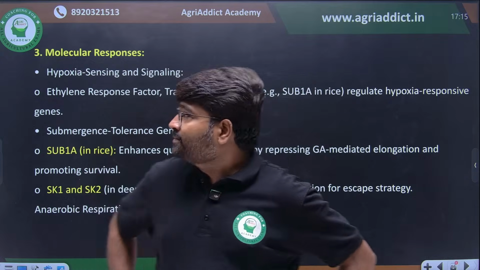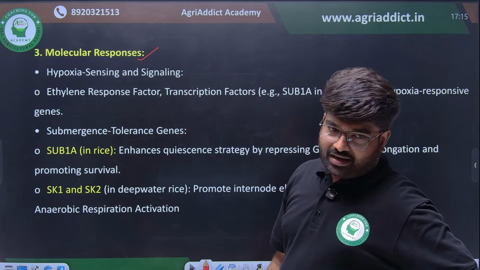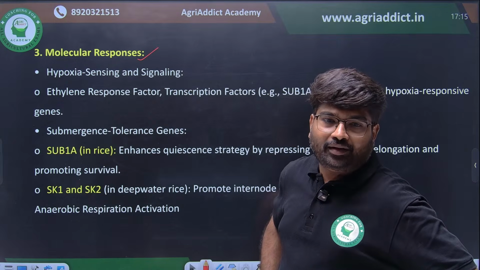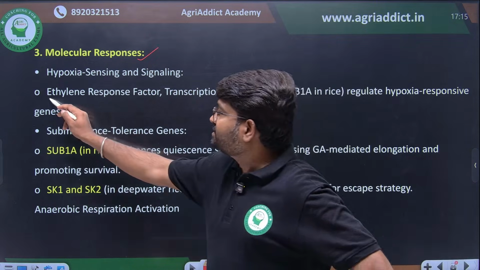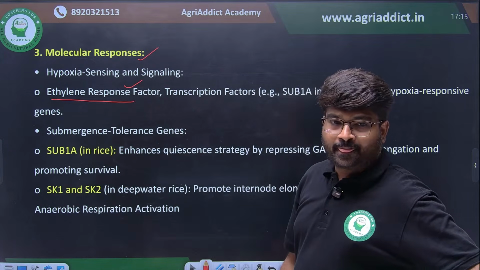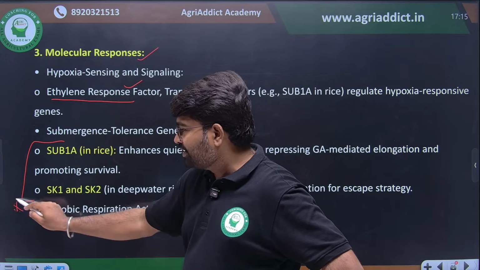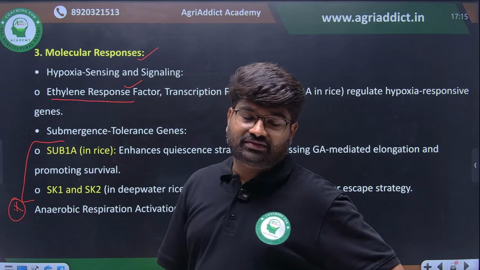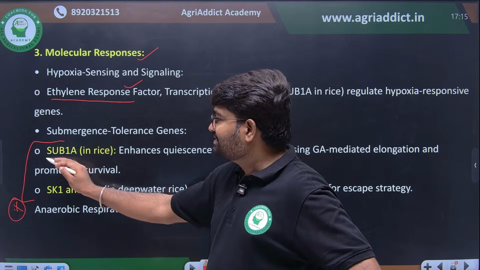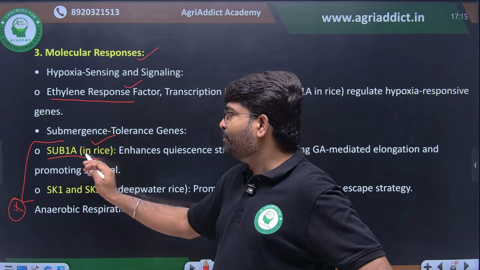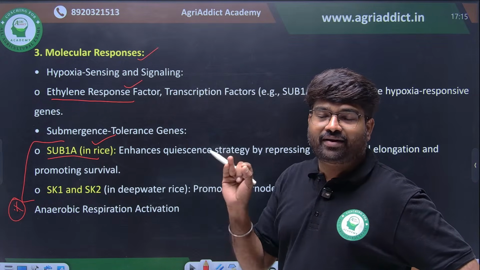If you see the molecular response, I already told you, ethylene is the key important phytohormone involved in flooding response. So ethylene responsive factors will be enhanced. Then another most important thing you have to remember: submerged rice. There, the gene or QTL involved is SUB1A, okay, SUB1A. This will enhance the flooding tolerance.